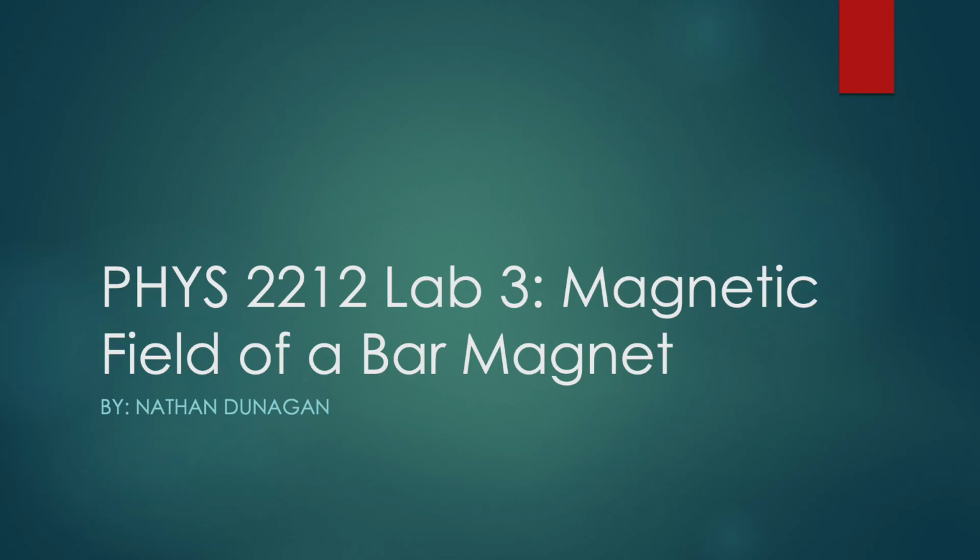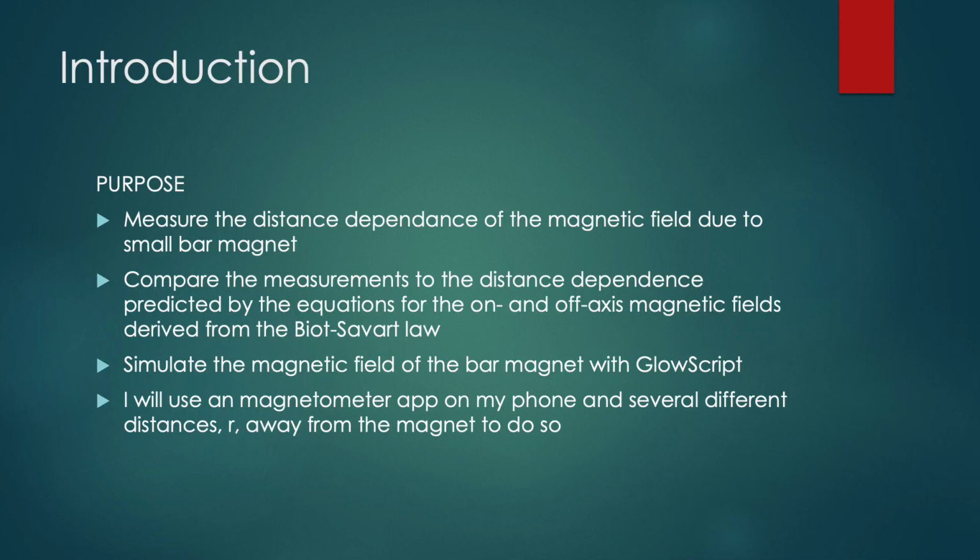Hello, my name is Nathan Dunnigan, and this is my Physics 2212 Lab 3, magnetic field of a bar magnet. The purpose of this lab is to measure the distance dependence of the magnetic field due to a small bar magnet and compare the measurements to the distance dependence predicted by the equations for the on-axis and off-axis magnetic fields derived from the Biot-Savart law.